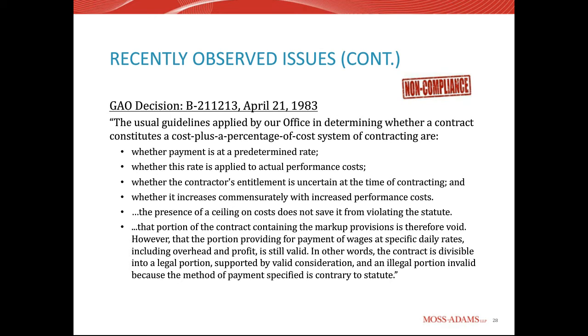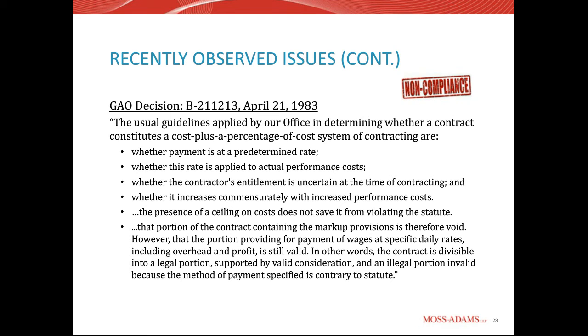So if the payment is at a predetermined rate, and it is applied to actual performance cost, and the contractor's entitlement is uncertain at the time of contracting, so that means they don't know how much direct costs they're going to incur. That part of the contract is based on actual cost, but then they apply, say, a fixed G&A rate that they negotiated as part of that contract. That's not an allowable type of contract. You cannot apply a fixed rate to actual costs on a government contract. And so we see it happening all the time. It's a big headache for the prime contractor when they come to that realization that they negotiated an illegal contract with their subcontractor, and it becomes a big headache for the government when trying to deal with that.